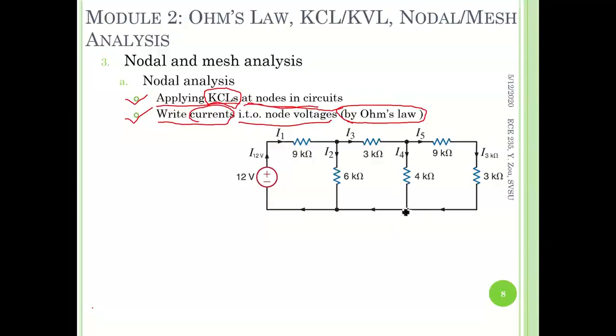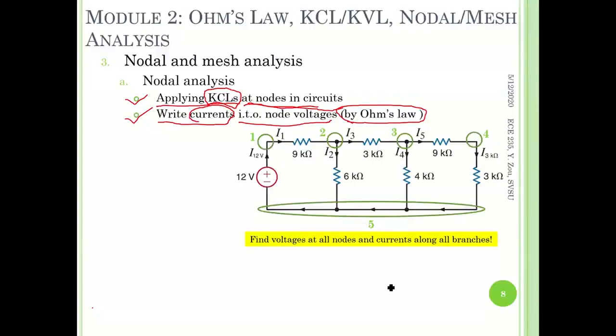Let's take a look at this circuit. How many nodes do we have? In other words, where can we really write KCL? If you recall the definition of nodes and then come back to this circuit, you should come up with these nodes, 1 through 5, up to 5 nodes in the circuit. Different nodes have different voltage potential. This is the key to differentiate nodes.